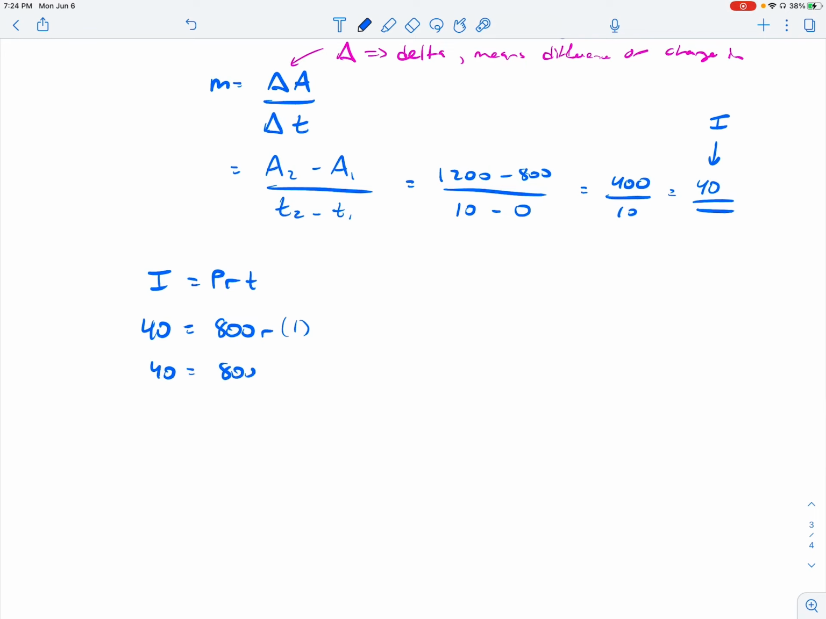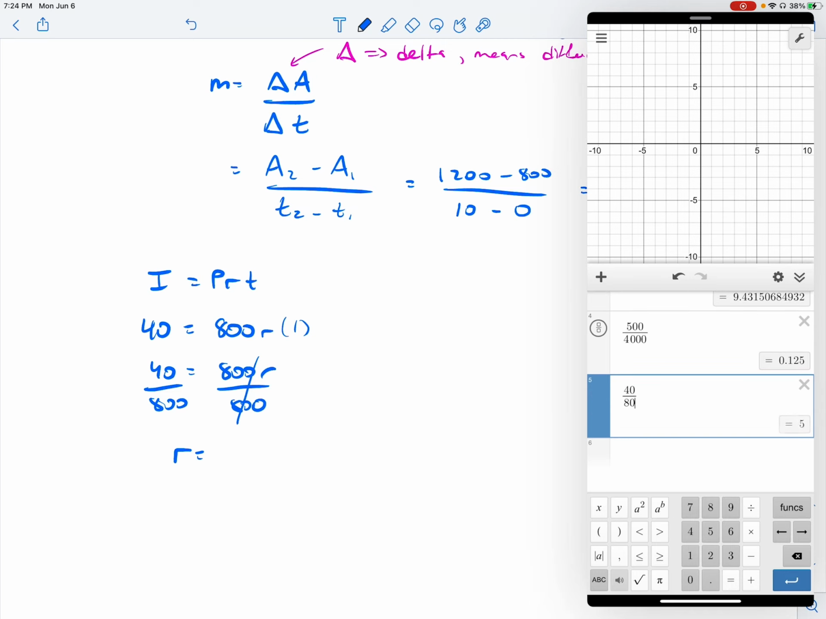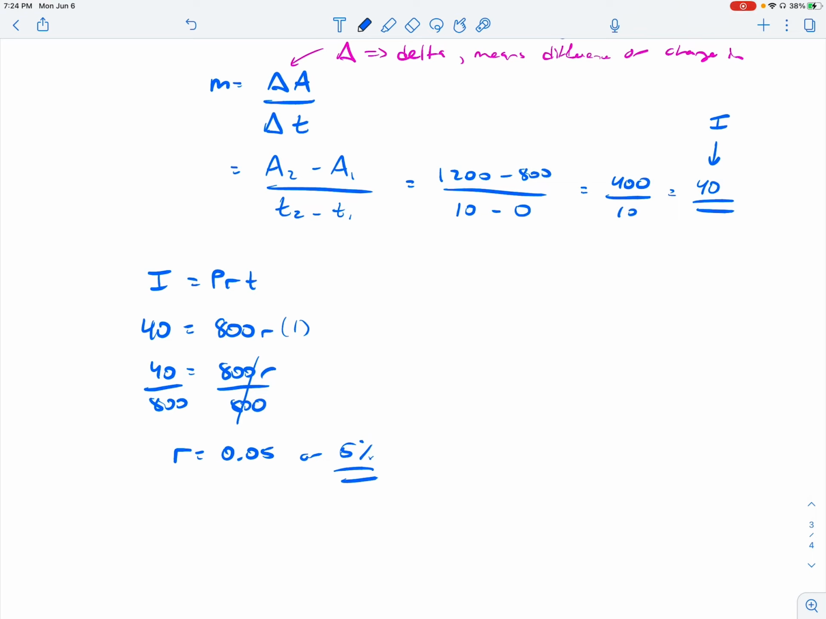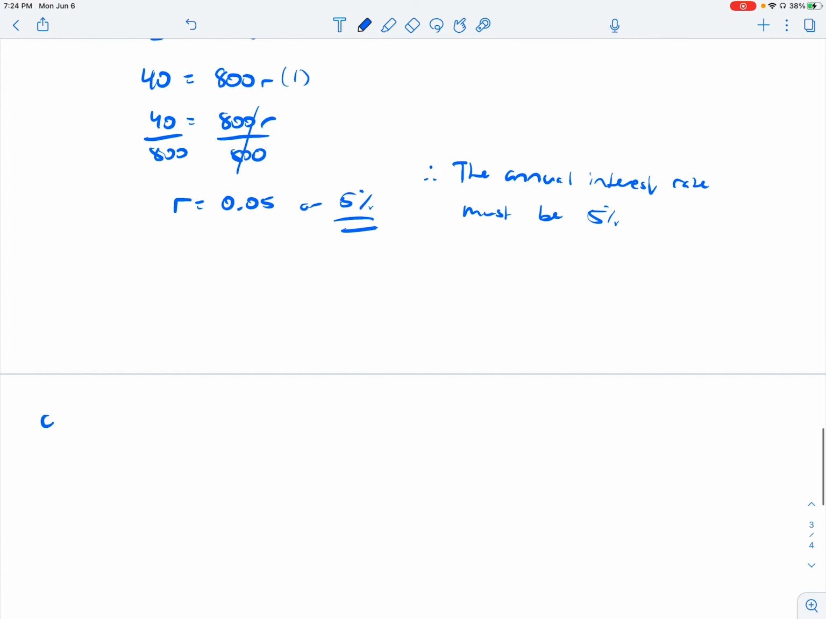So we have 40 equals 800R. Divide both sides by 800. So 40 divided by 800 is 0.05, or 5%. So you could say, therefore, the annual interest rate must be 5%. So that's part B.